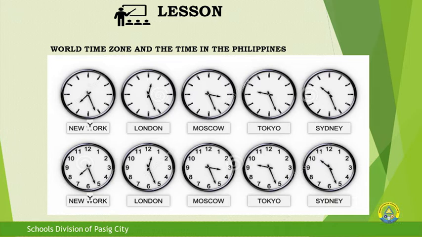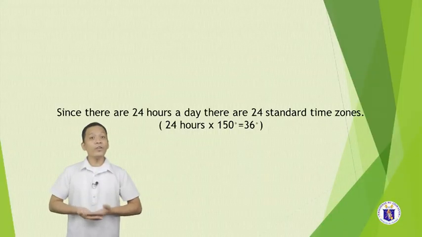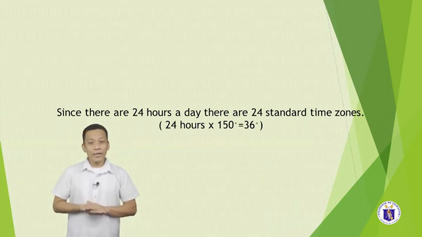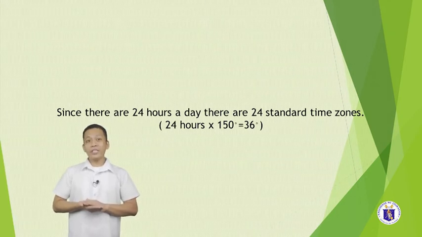Different times at different places in the world are caused by the movement of the Earth, which is 15 degrees longitude every hour. Since there are 24 hours a day, there are 24 standard time zones. 24 hours multiplied by 15 degrees is equal to 360 degrees.